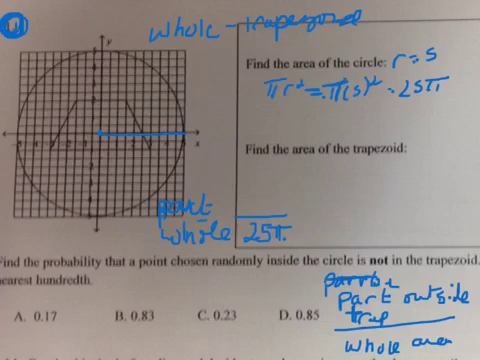So let's find out what the area of the trapezoid is. We know the formula is 1/2, and then we add the two bases, and we multiply by the height. So how are we going to find the bases here and the height?